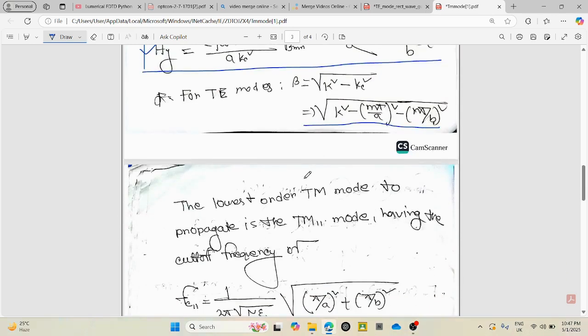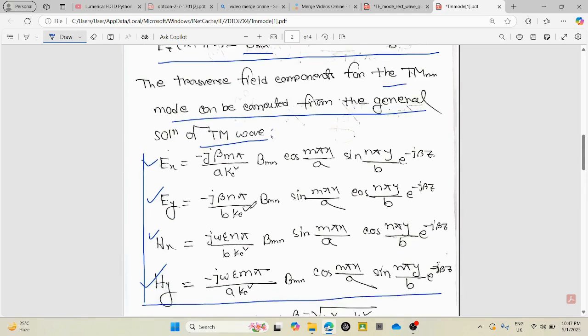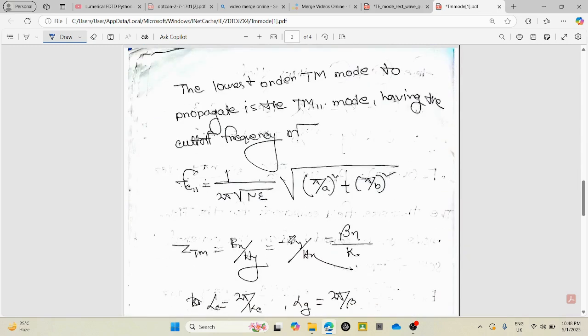We also observe that the field expressions for E and H are identically 0 if either m or n is 0. I mean, this equation will turn into 0 if either m or n turns to 0. Thus, there is no TM00, TM01, TM10 mode. And hence, the lowest order TM mode to propagate is the TM11 mode, which has the cutoff frequency of fc11.